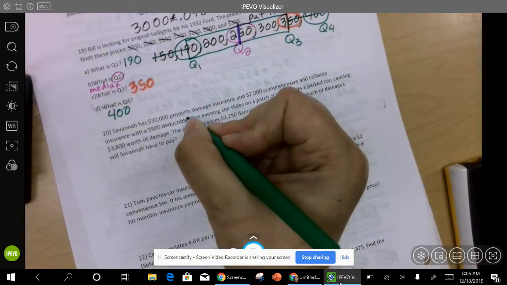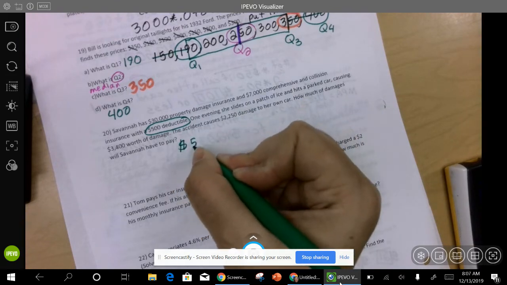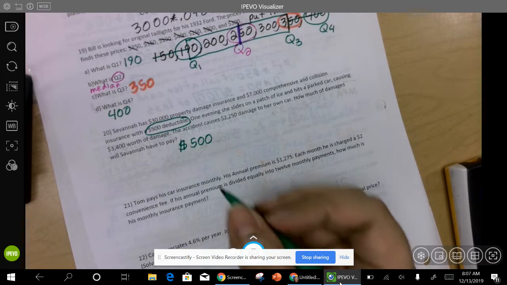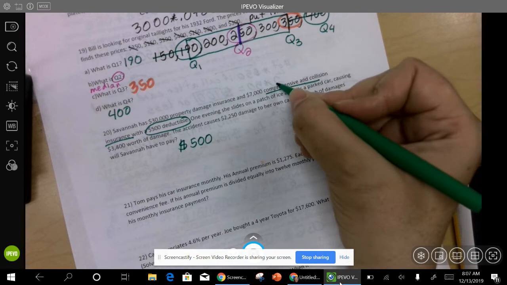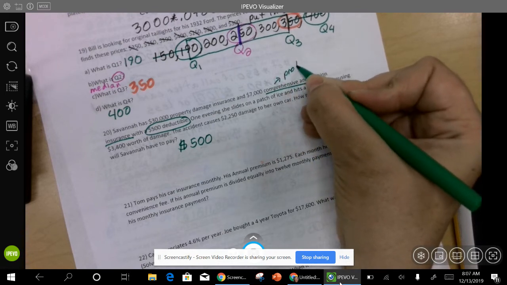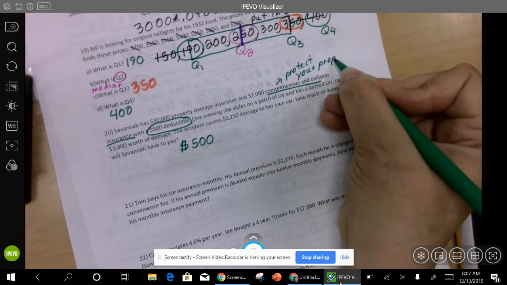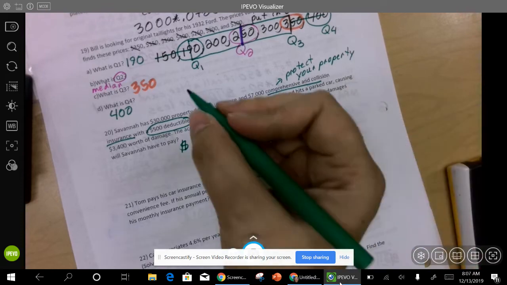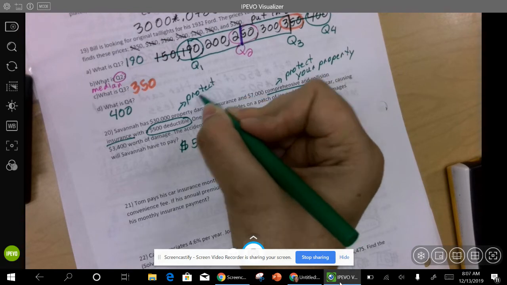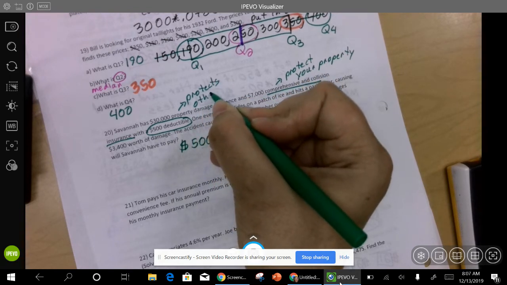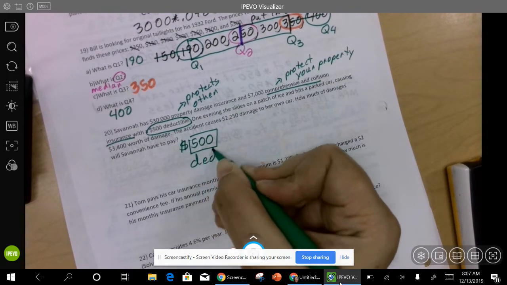Okay, so the comprehensive and collision protects her car. She is only going to have to pay the $500 deductible because she has comprehensive and collision insurance. So that protects your property. Property damage liability protects others. So this is all she would have to pay, just her $500 deductible.